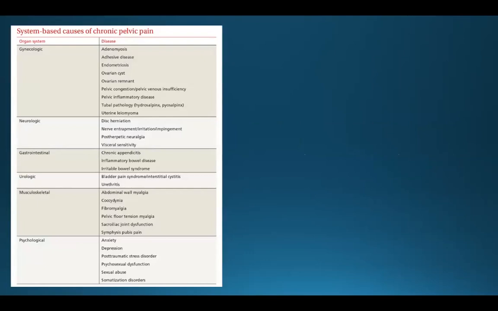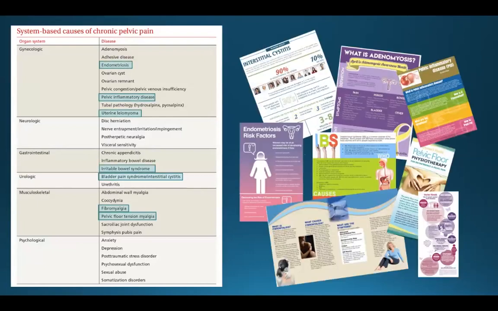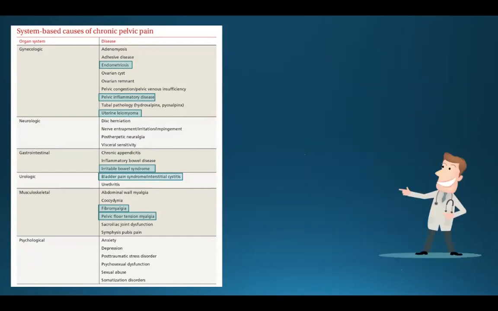The list of potential causes of chronic pelvic pain is long. When a gynecologist looks at this list, they see the most common entities causing chronic pelvic pain, and there's a lot of attention in the lay press and online about these common entities. However, when an interventional radiologist looks at this list, they tend to see pelvic venous disease.